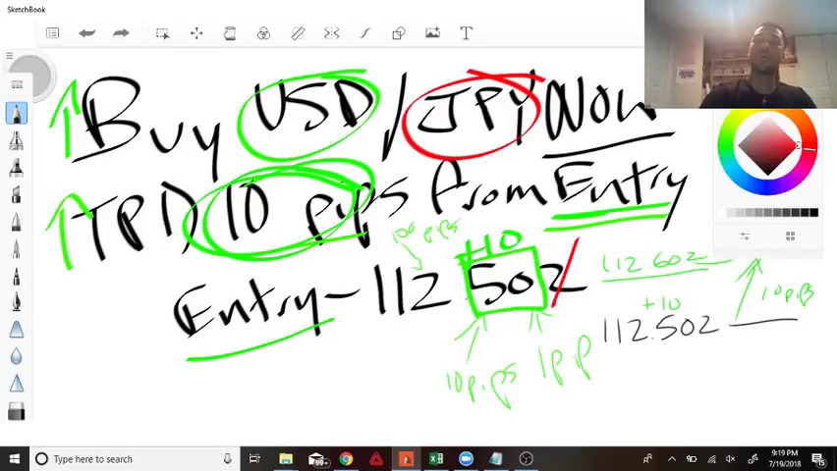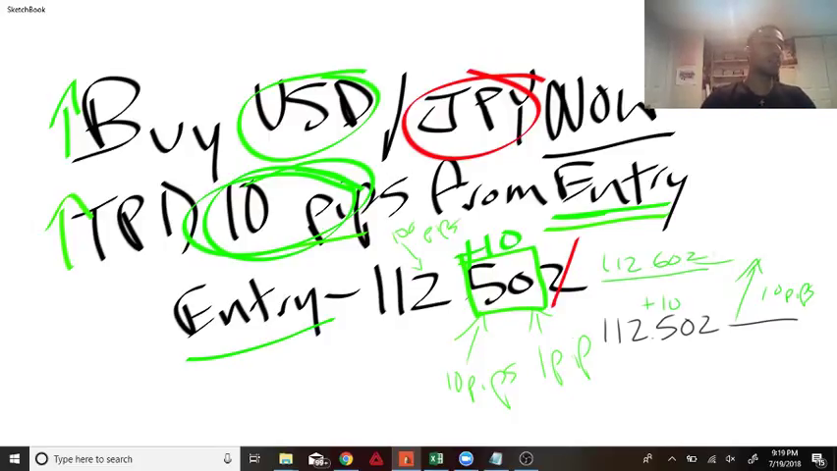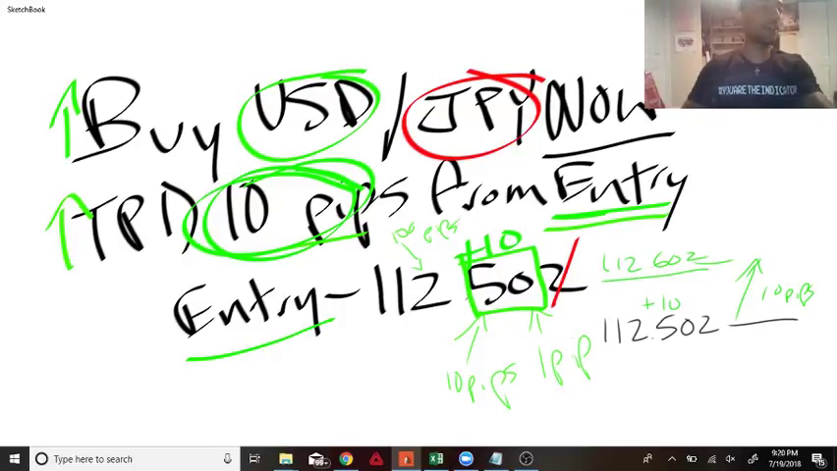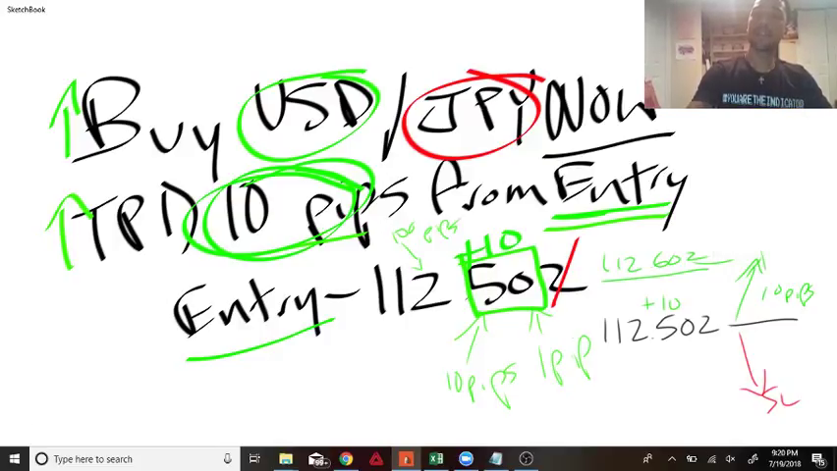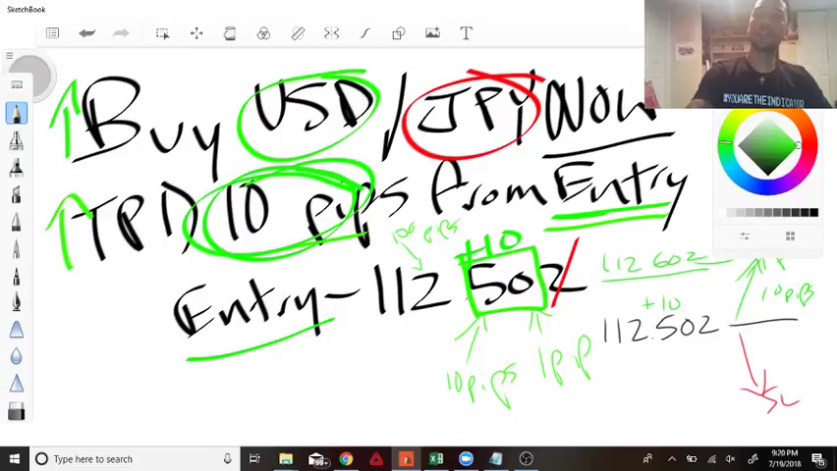Okay, so let's just say you want the price to go up in value, but you don't want the price to go down in value. So if anything, what we're going to do is set up this thing called a stop loss. And a stop loss will do exactly what it sounds like. It'll stop you from losing more than the price that you come up with.